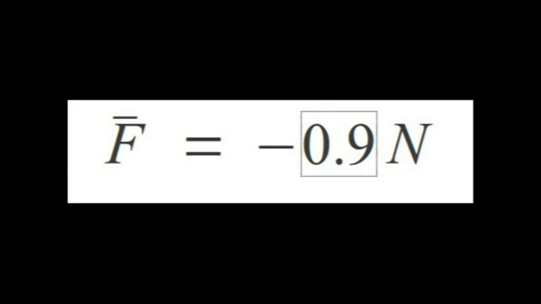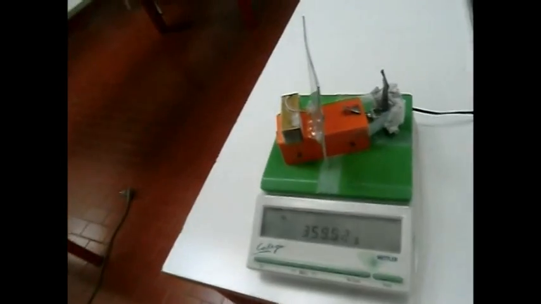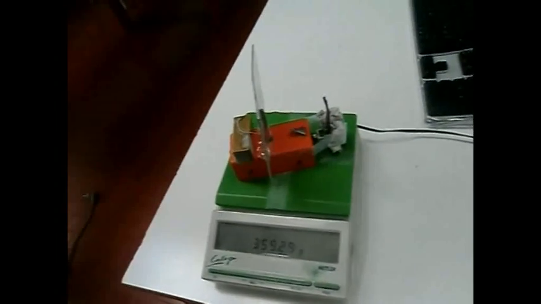Now that we have calculated the quantities with which we can find the impulse, we also have to calculate the quantities with which we can find the momentums of the glider before and after hitting the force sensor. First, we need the mass of the glider. Now we are measuring the mass of our glider. What's the mass? 359.29 grams. Okay, right. Good.